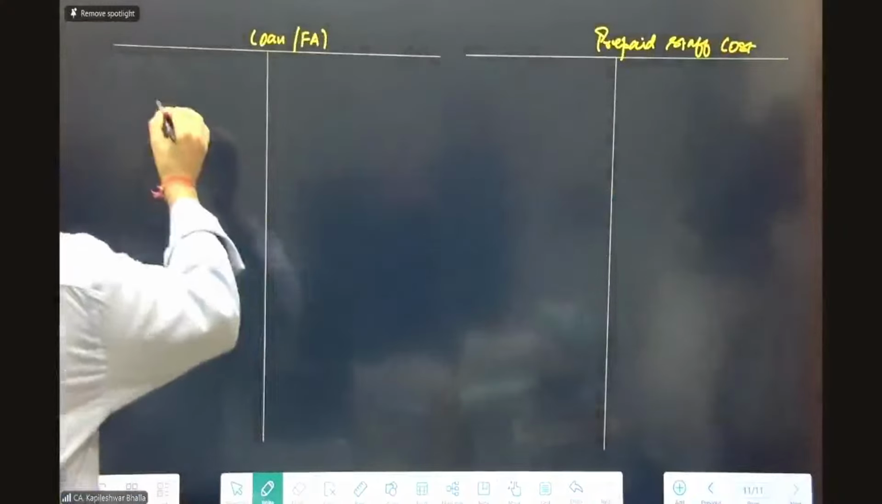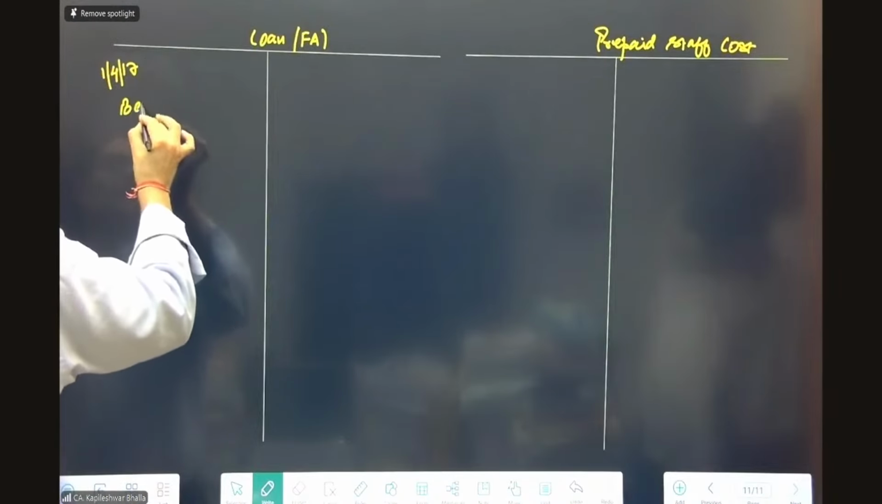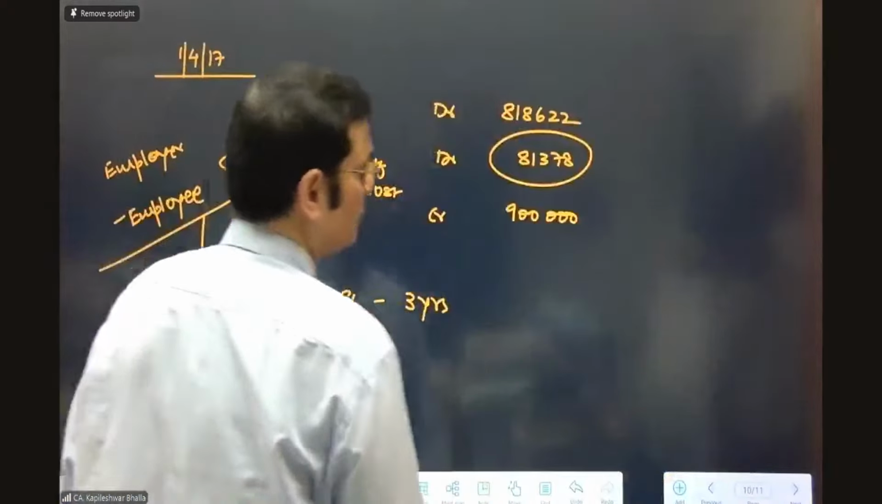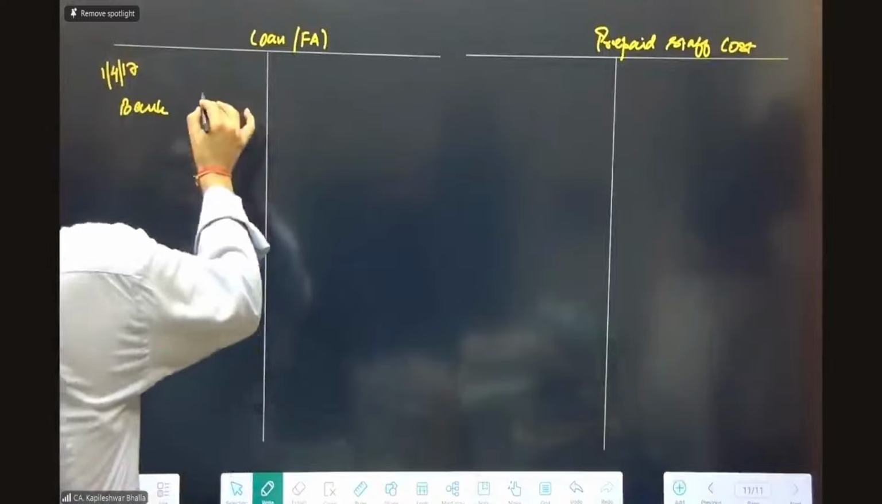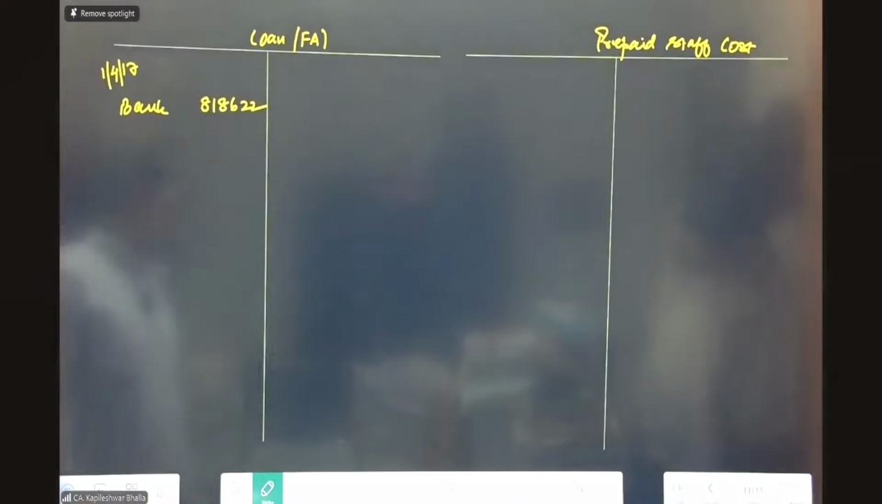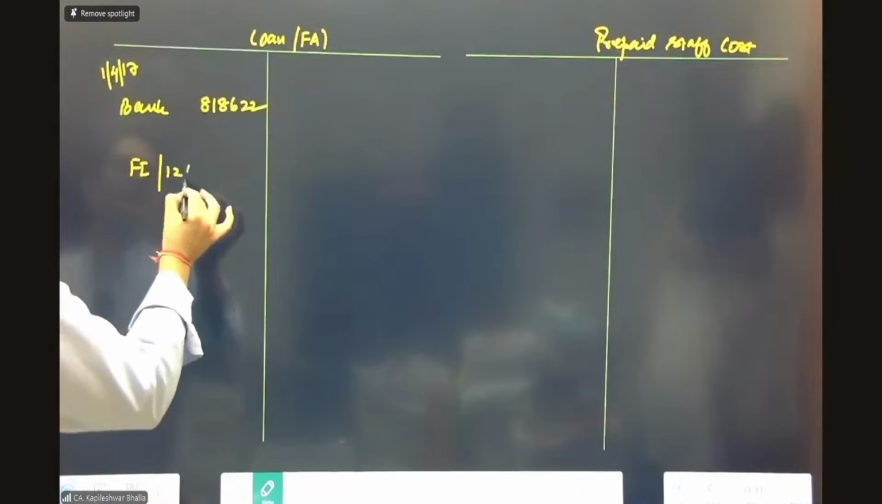So let's begin with 1st April 17. We record the financial asset at fair value, that is 818,622. So first we're going to capture the finance income in the books of accounts. And this is going to be at the end of the year. I think the interest rate is 12%.